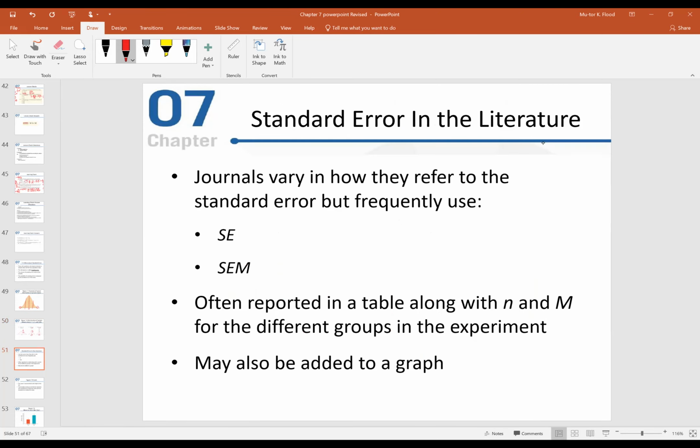So how does the standard error look in the literature? We talked about a couple of weeks ago what the mean and the standard deviation look like in the literature. What does the standard error look like? Well, the journals are going to vary in how they refer to a standard error, but they are frequently going to use SE or SEM. And these are often reported in a table along with the sample size and the sample means for different groups in an experiment. They could also be added to a graph.